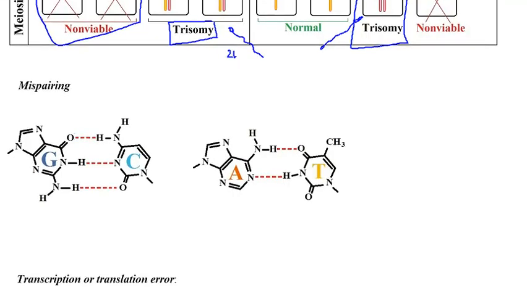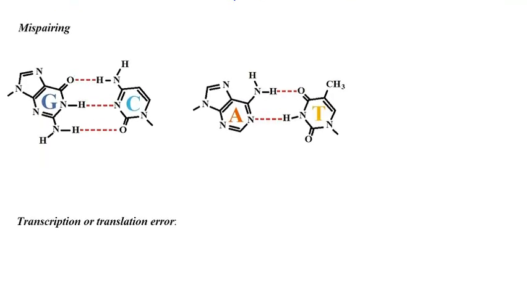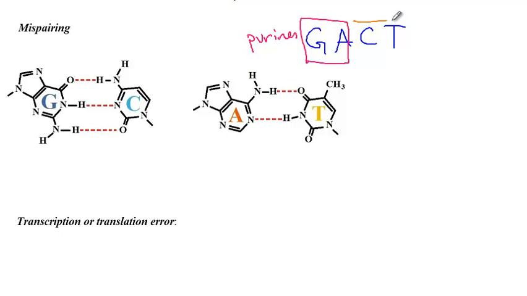Now, another cause of genetic variation is mispairing. So that's my memory aid that I've shown you in our reproduction and mitosis and meiosis video. So we discussed how we have purines that are always pairing, or at least are supposed to always pair with pyrimidines. And to be more specific, G pairs with C and A pairs with T.